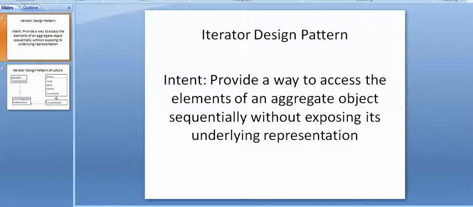That's the idea. Here we need to note that without exposing its underlying representation, meaning the client code that is utilizing the aggregate object does not need to know how the aggregate is implemented or how the traversal is done. That way the client code expects a certain number of methods and they work regardless of how the aggregate object is implemented or how the iterator is implemented. Let's look at the pattern structure.